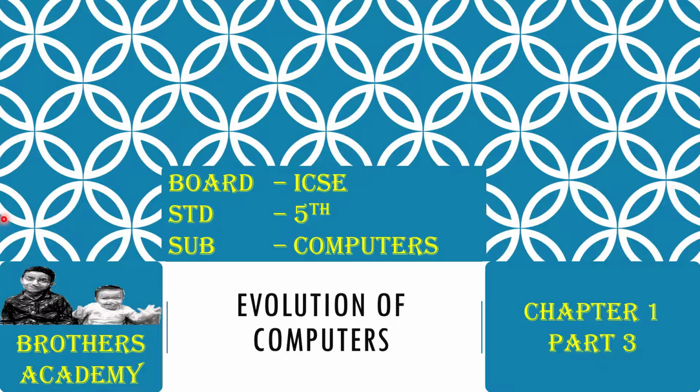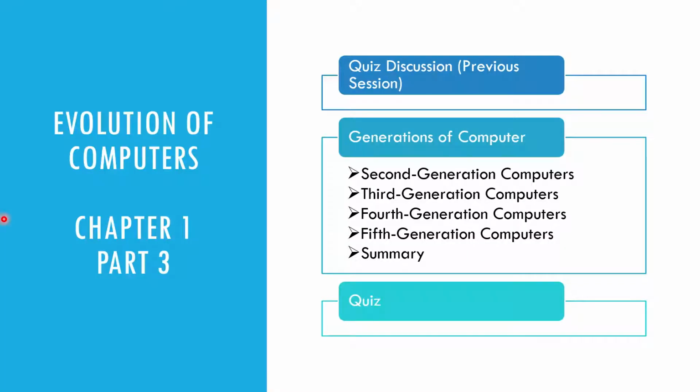Today we will continue with the first chapter of our computer book, Evolution of Computers, Chapter 1, Part 3. In today's video, we will discuss the questions raised in the previous session, followed by the remaining generations of computer. Finally, we will end the session with a short quiz. So, let's begin.